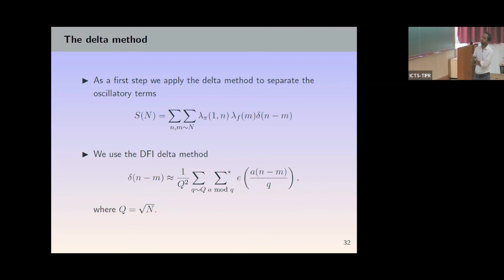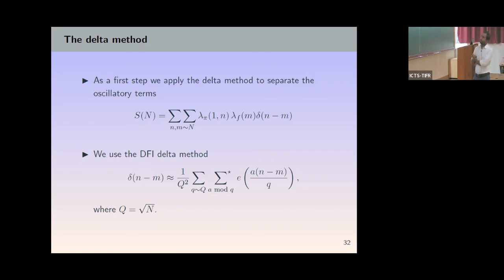If you see it here, there are some additive characters floating around: E of a(n minus m) by q. You are summing over this variable a, and you are taking a sum over this variable small q. In this method, the size of q is usually square root of n. Here n is the size of the equation n minus m, with n and m having size n. So in the delta method, q usually has to go up to size square root of n.